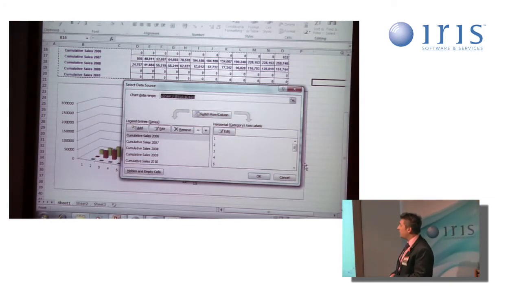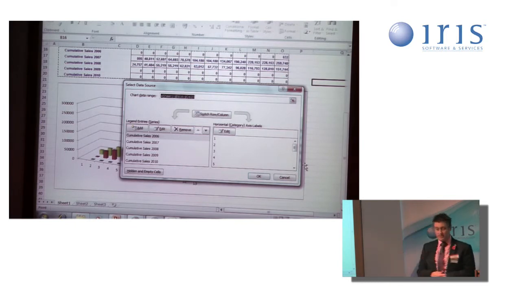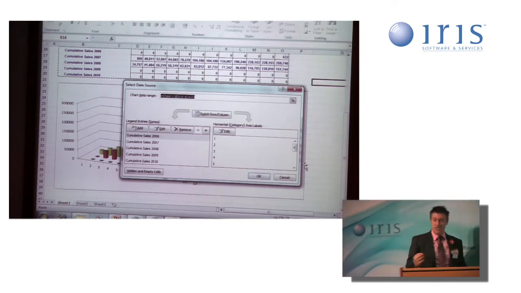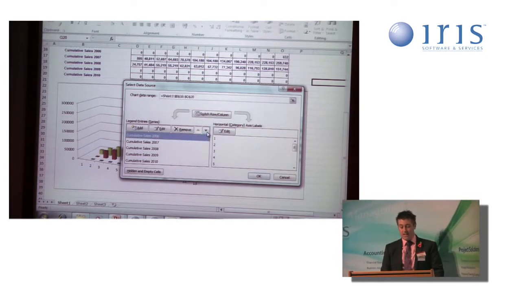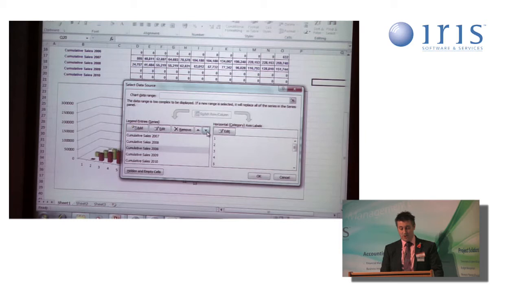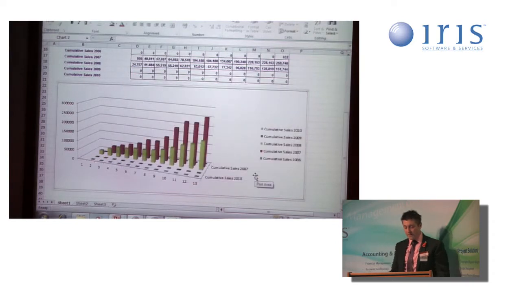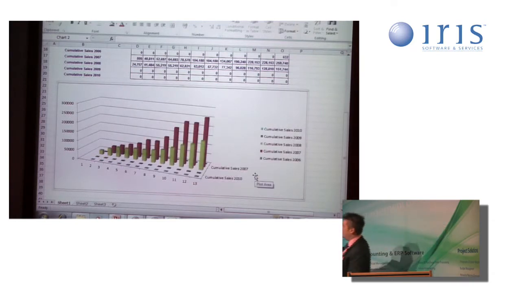On the left hand side I can see my legend entries, 2006 at the top, 2010 at the bottom. I can change the order they appear simply by highlighting them and using the down arrows or up arrows to move them like so. And by doing that, I'm actually moving 2006 to the back and 2010 to the fore. Click OK, and you can see instantly how the graph has changed shape.